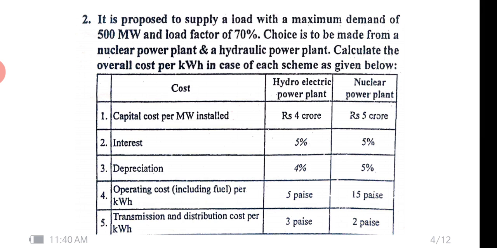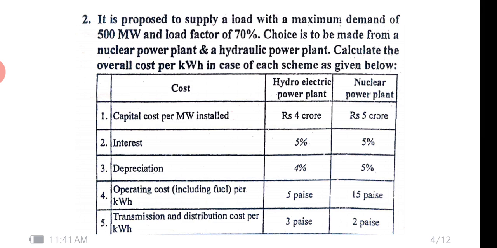So in hydropower, water is free, so there is no fuel cost. But in nuclear power, you have to buy uranium. And second, there will be labor, people involved. You have labor, you have technicians, you have engineers, you have managers. So all that comes under the operating cost. And lastly, there is the transmission and distribution cost.